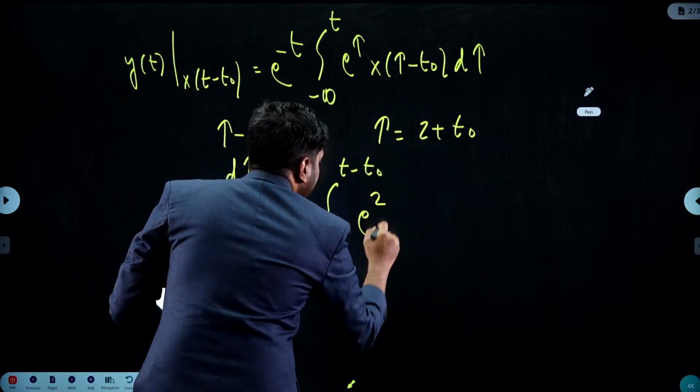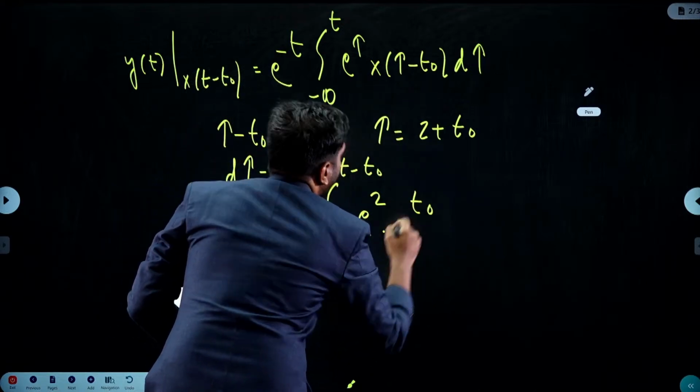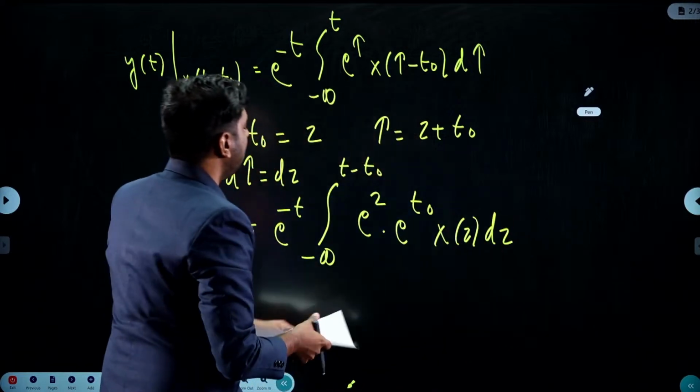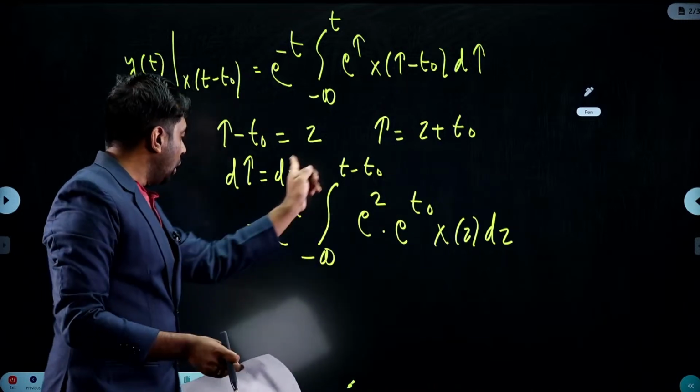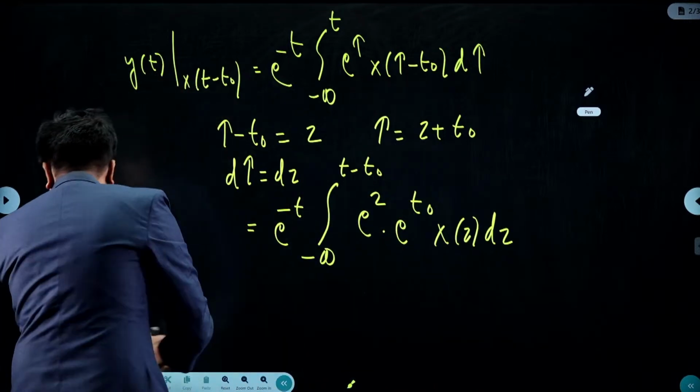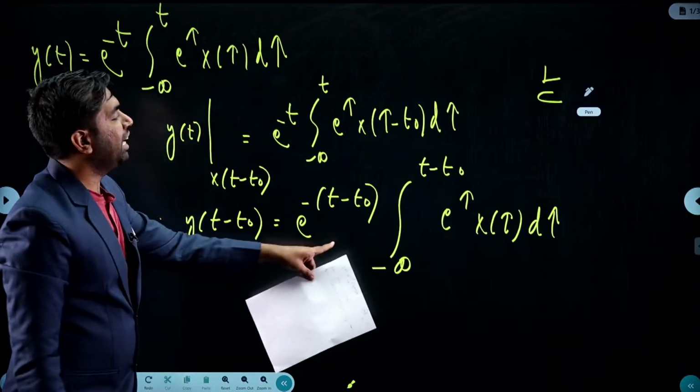So this is e power z, you can split as e power t naught as well, and then x of z and then dz. This e power t naught can be brought out of the integral when you club this with this, and when you compare with your previous expression, it exactly matches.